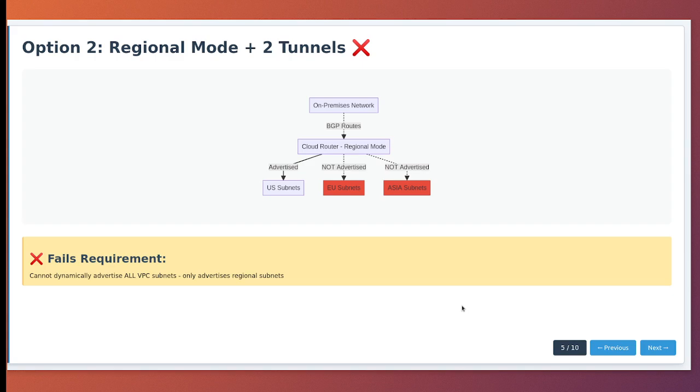This fails to meet the requirement to dynamically advertise all subnets in the VPC to the on-premises network. You might think you could work around this by creating custom static routes, but that would defeat the purpose of dynamic routing and add operational complexity. It also doesn't scale well as you add more subnets or regions. While this option provides sufficient bandwidth, with 2 tunnels providing up to 6 gigabits per second, and encryption, it fundamentally fails the dynamic routing requirement for a multi-region setup. This makes it unsuitable for our scenario.